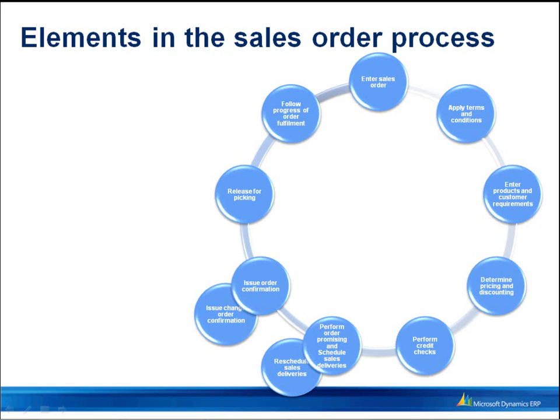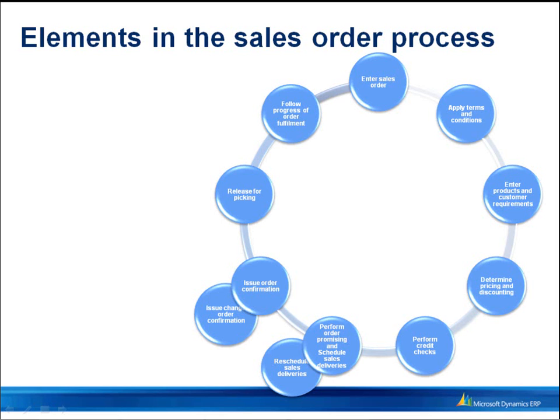Now, some of these elements may stand for themselves. In other cases, some of these elements are interlinked, such that enter a sales order may consist of automatically applying terms and conditions, automatically determining pricing and discounting, etc.